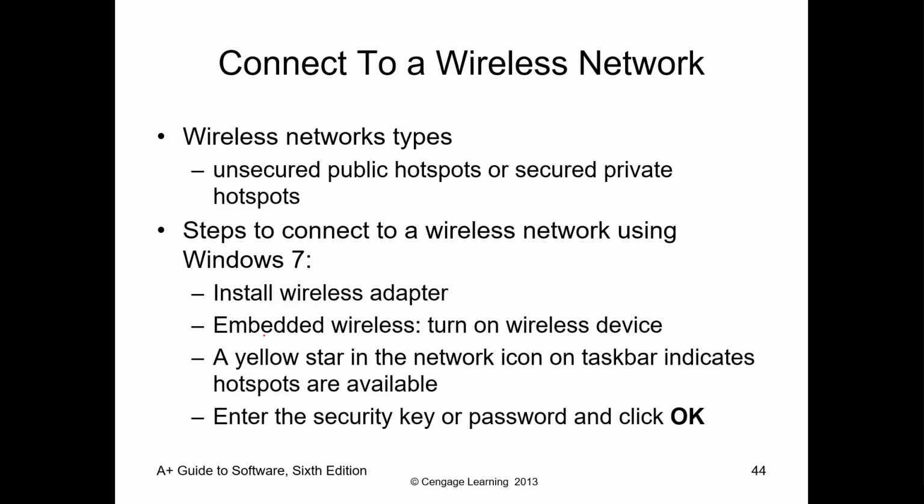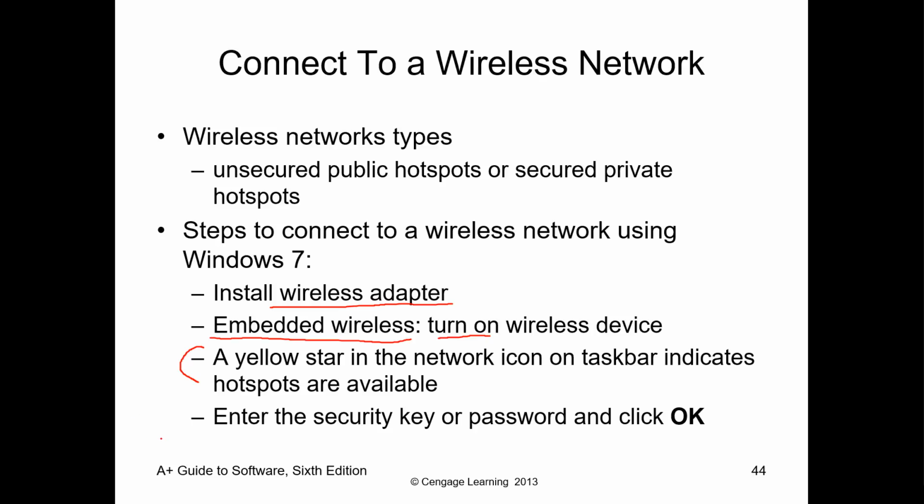So how do we connect to a wireless network? Let's assume it's an unsecured public hotspot or even a secured private hotspot. It really doesn't matter. First, make sure you have a wireless adapter. Make sure the wireless adapter is working and you have current drivers. If it's a laptop, make sure the wireless is turned on. That's common. A yellow star in the network icon indicates there should be a hotspot available.